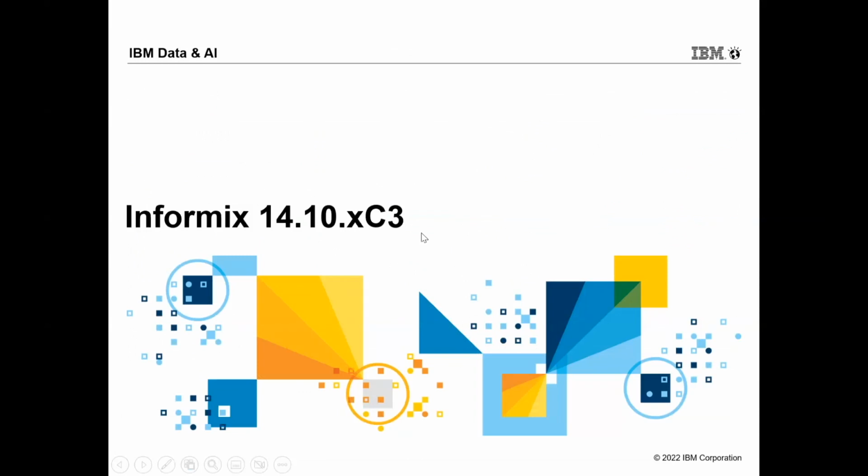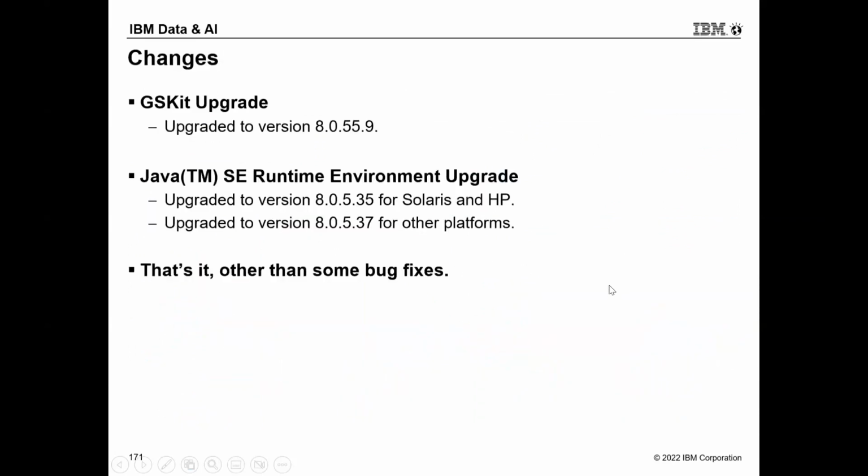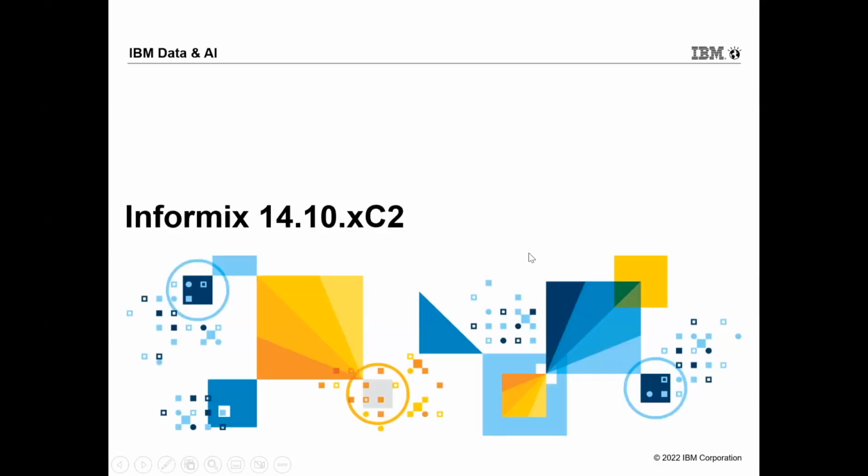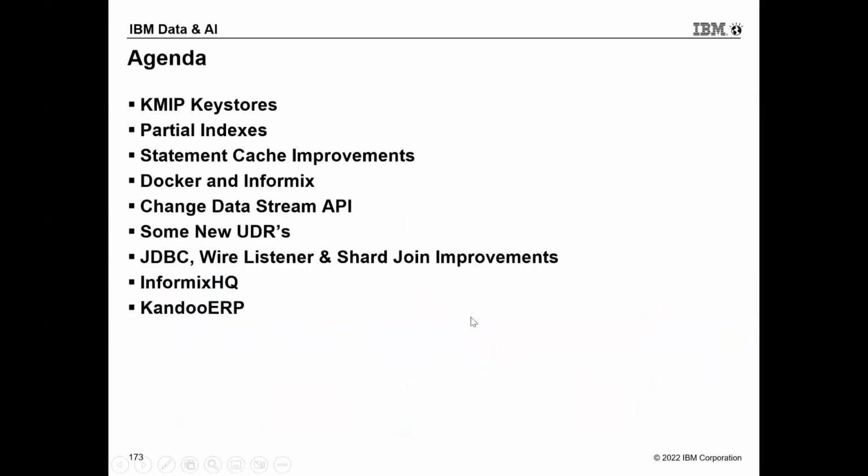XC3: GSKit upgrades, and the rest of it was bug fixes. So there really wasn't a lot here. XC2. XC2 had some interesting features.